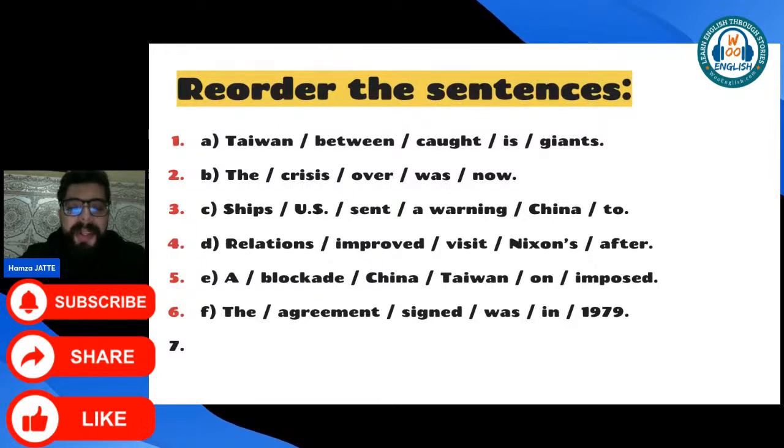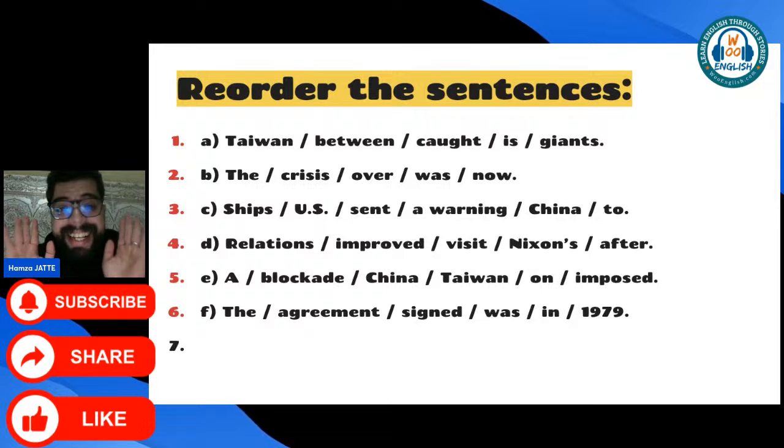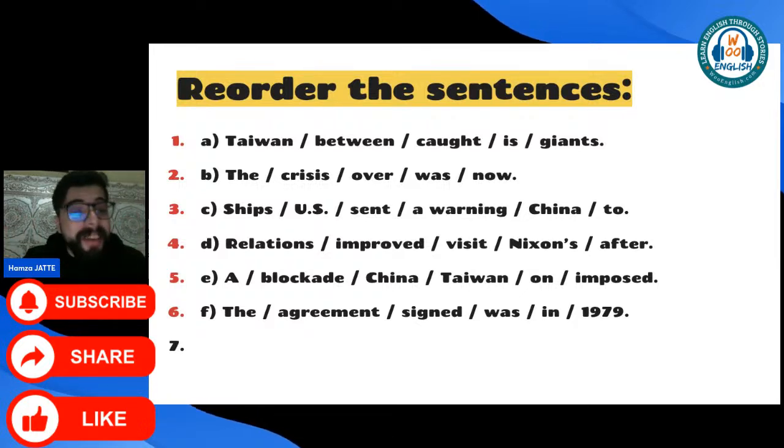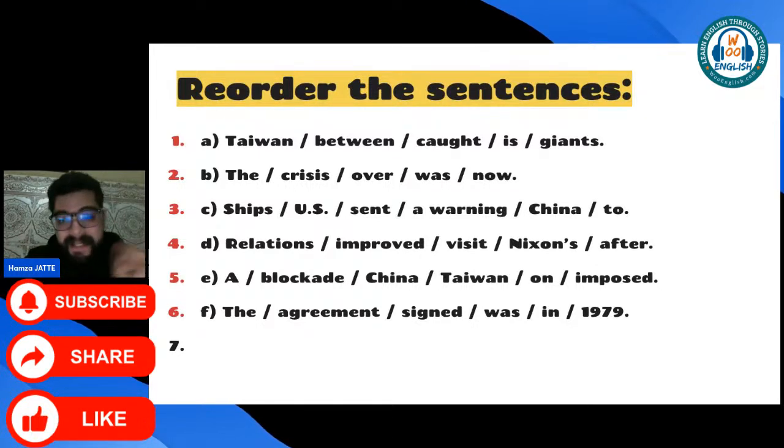So reorder, help me reorder these sentences. So far, we haven't reordered any. I'm still at 0 now. So I hope you guys will help me fix these sentences. Okay.